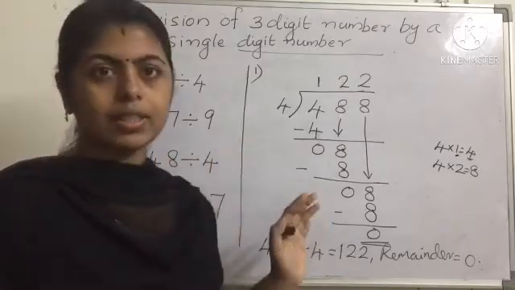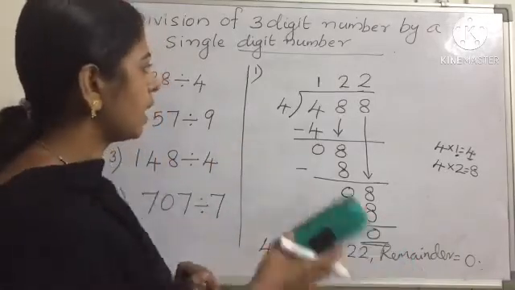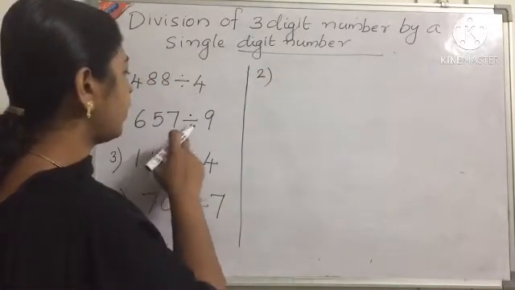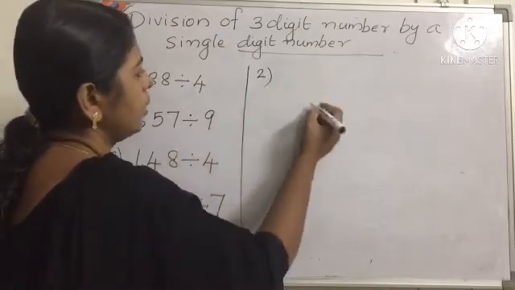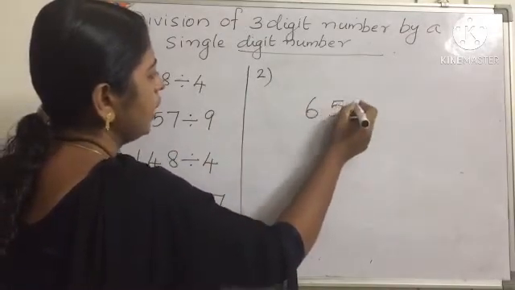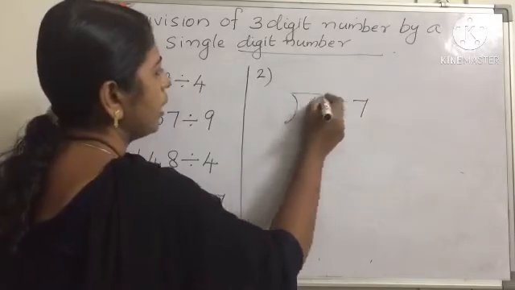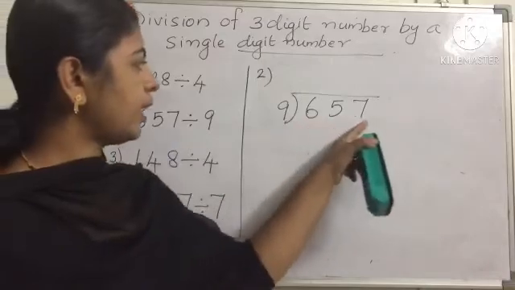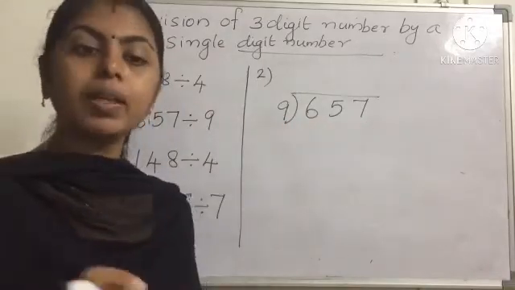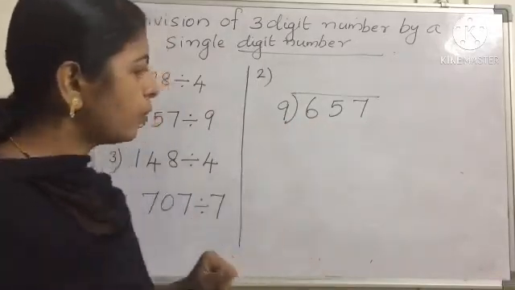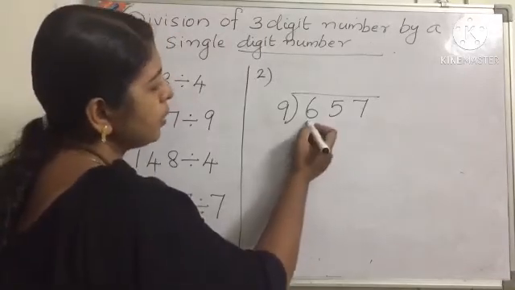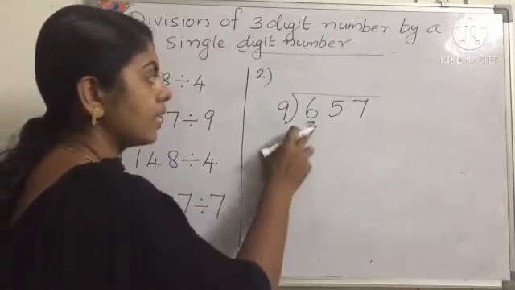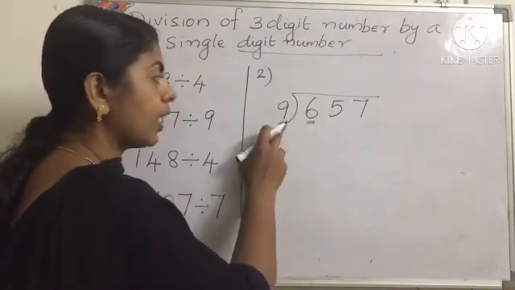Now we can go to the second question. You should write all these into your notebook. Then the second question, 657 divided by 9. Here we want the multiplication table of 9. First we check, is it possible to divide 6 by 9? No. Why? 6 is less than 9, so we can't divide.